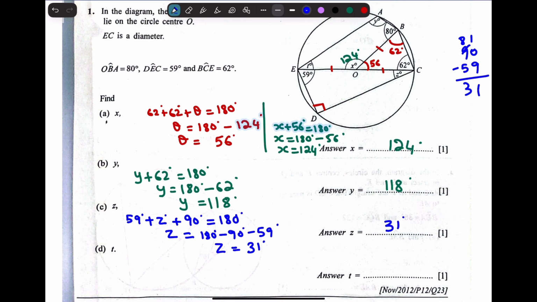Now we're left with angle T. Again, we can use the cyclic quadrilateral property here. So this is 80 plus 62.